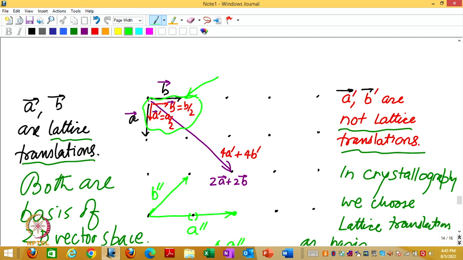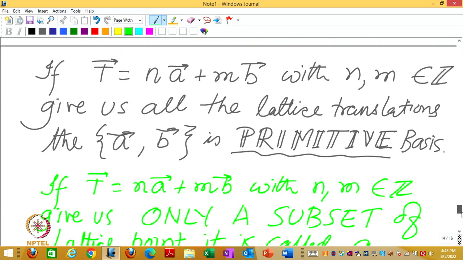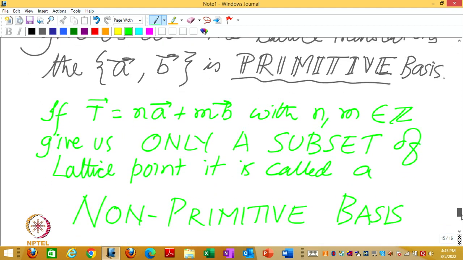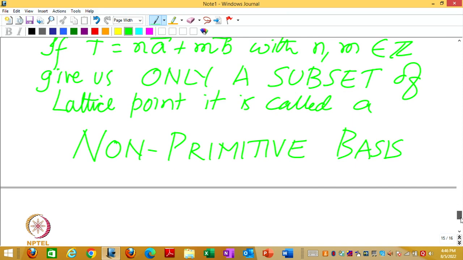So, because it gives me points which are not lattice points and our interest is in lattice points, that is why this restriction, that is why we like to choose lattice translations as our basis. We are assured that if we choose lattice translations as basis, integer linear combinations of these basis vectors will be lattice points. Whether they are all lattice points or a subset of lattice points depends upon their size and shape, but an integer combination has to be a lattice point.